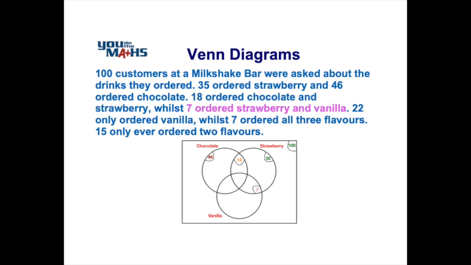The next bit of information we have is that 7 people ordered strawberry and vanilla. And like in the previous bit of information, we're going to put that in a part circle to indicate it's the overlap of the strawberry and vanilla circles. They could have also ordered chocolate, we just don't know yet.